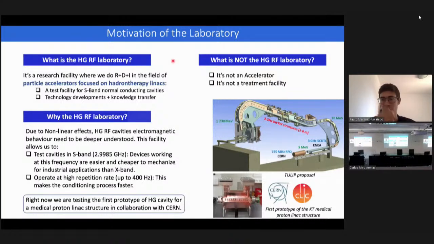And here in our group, we have a high power RF laboratory in order to test the electromagnetic behavior of these high gradient acceleration cavities. So our facility is not an accelerator because we have no proton beam. And it is also not a treatment facility because we have no beam again. So we just introduce high power electromagnetic fields inside these cavities. And we test the electromagnetic behavior of these structures and the nonlinear effects that are produced inside.